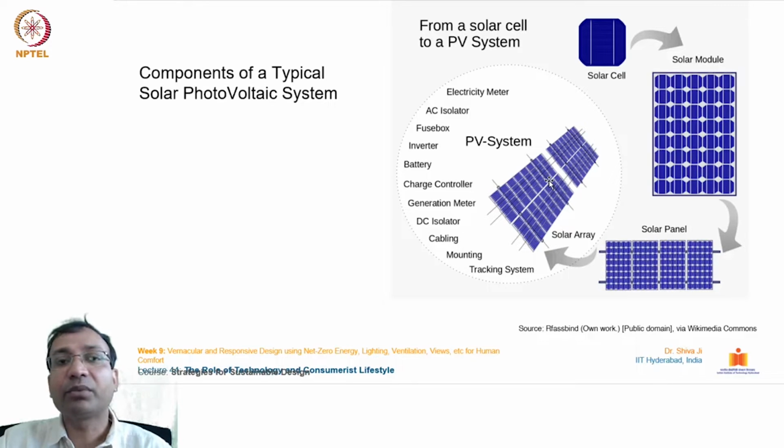There are other components also for this photovoltaic power generation. We require an electricity meter, AC isolator, fuse box, inverter, battery, charge controller, generation meter, DC isolator, cabling, mounting, tracking system, etc. With the help of all of these components, one can easily install these units on our projects.